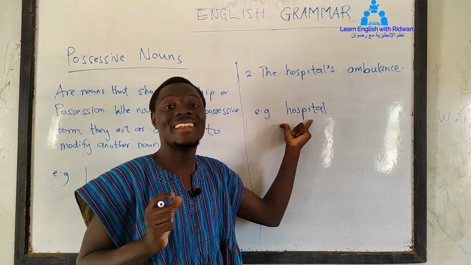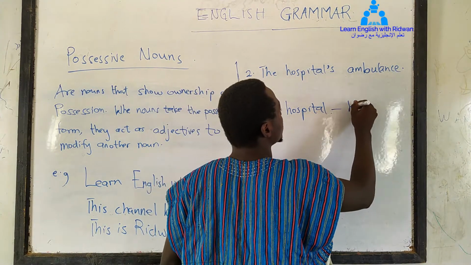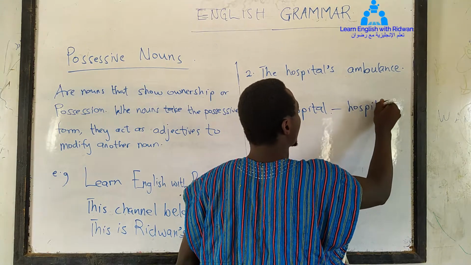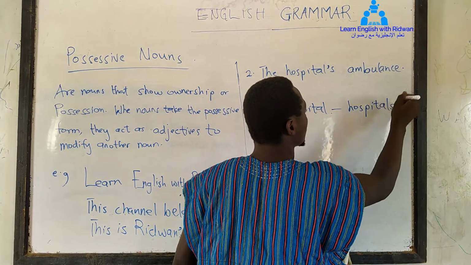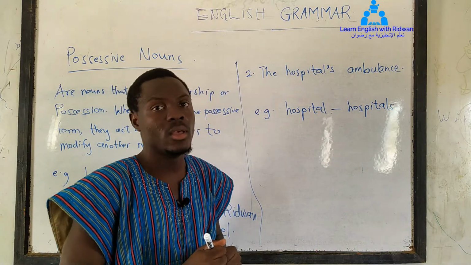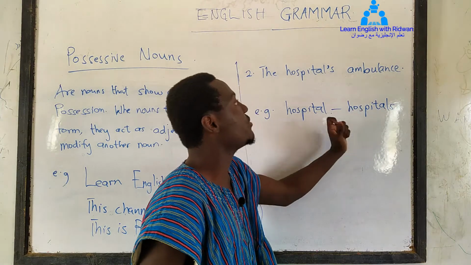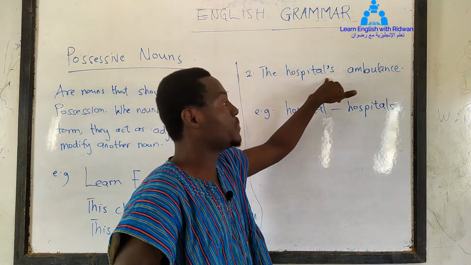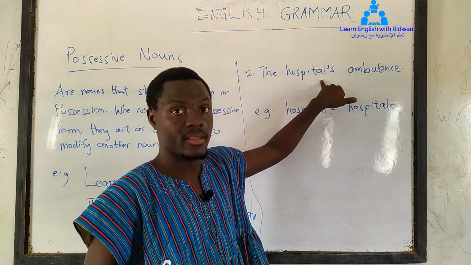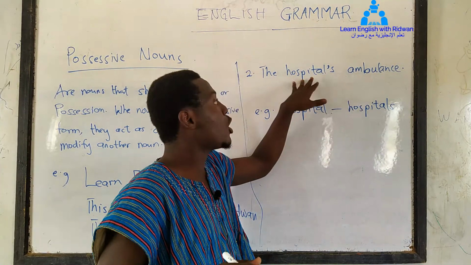We have hospital and this is singular. Now the plural form of hospital becomes what? Hospitals. Isn't it? One thing you would have to observe is that hospitals here is different from the word hospital's here.